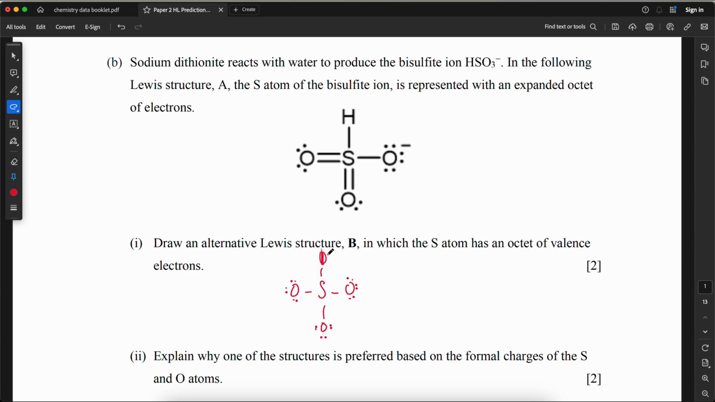Sorry, this would be H. So this would be 2 plus. This minus, and this minus. Okay, so for structure B, the oxygen atoms all have a -1 charge. So the S atom must have a charge of +2 to give the molecule a net -1 charge. So now it has 1, 2, 3, 4, 5, 6, 7, 8. So it has an octet of valence electrons.